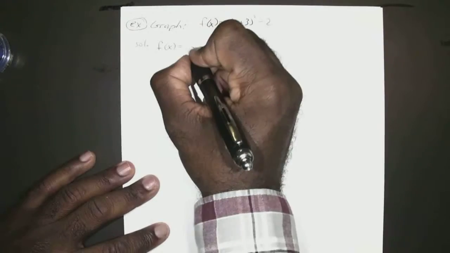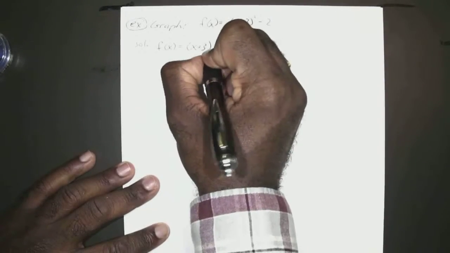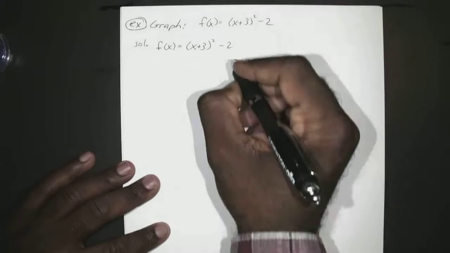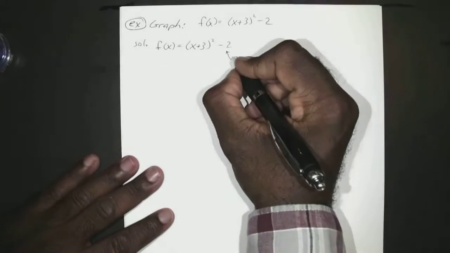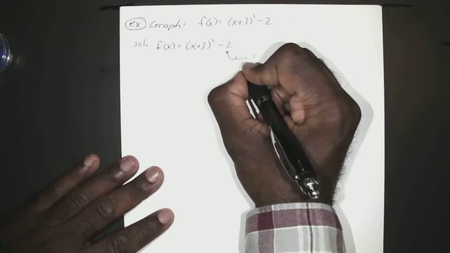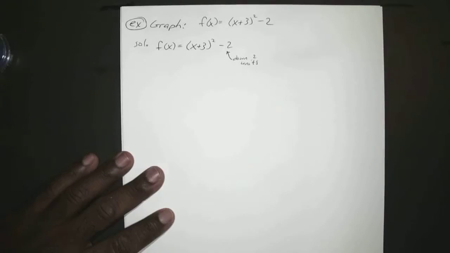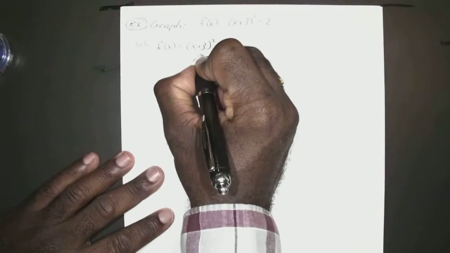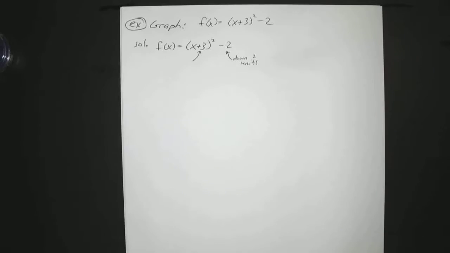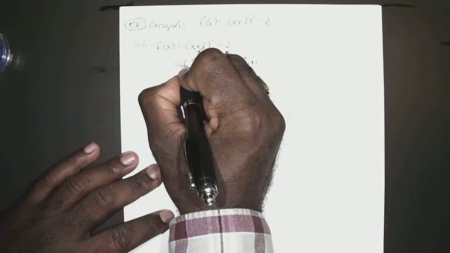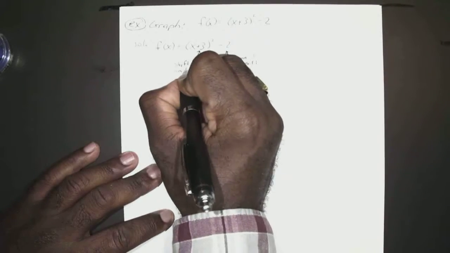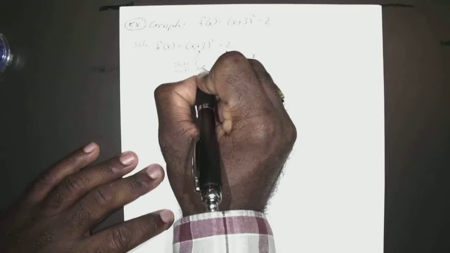So for f of x equals (x plus 3) squared minus 2, you know this minus 2 means it's going to shift down 2 units. And because this is on the inside, and remember, when it's on the inside, that plus means it's going to shift to the left. Bless you. That minus would mean it would shift to the right. So this is going to shift 3 units left.